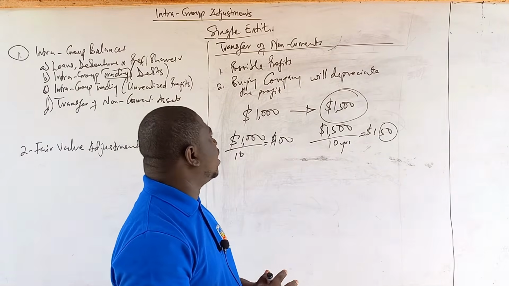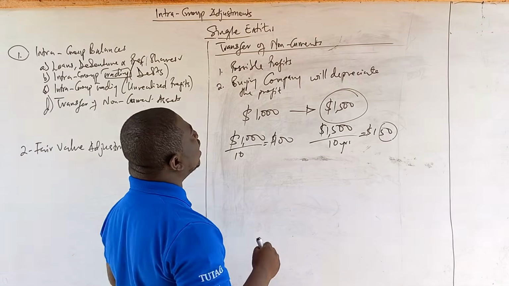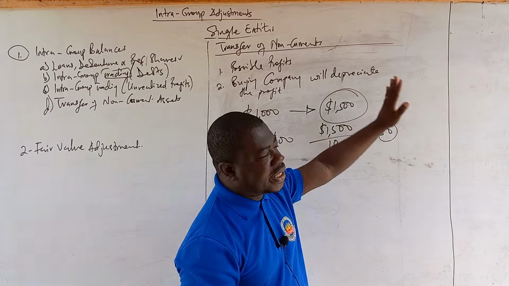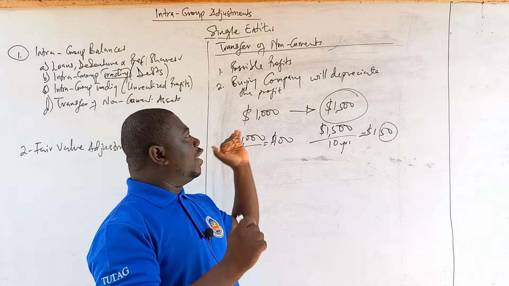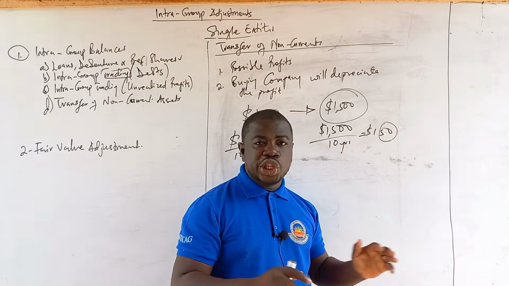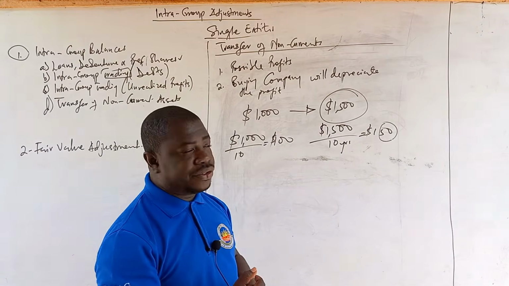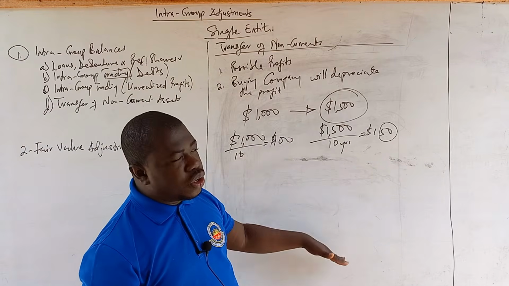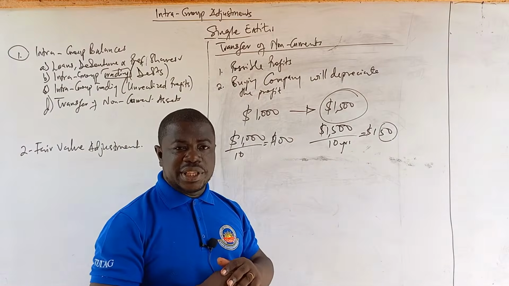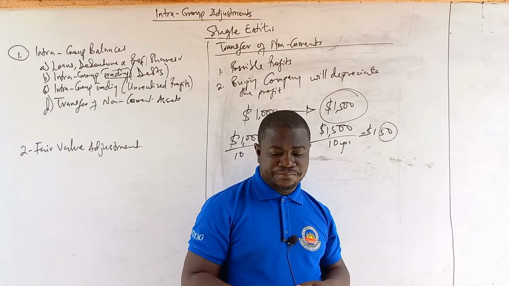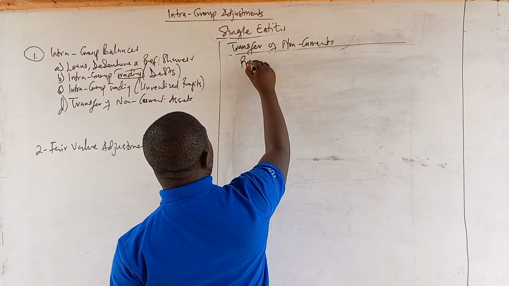Now, we are not done with this. Having understood the dynamics and how to calculate this, we need to understand that there is a different treatment when the parent transfers to the subsidiary and when the subsidiary transfers to the parent. If the parent transfers to the subsidiary, there will be no issue of non-controlling interest. But when the subsidiary transfers to the parent, we are going to have issues of non-controlling interest. So I'm going to clean this and show you how to treat each case, where a parent is selling to a subsidiary and where a subsidiary is selling to a parent.